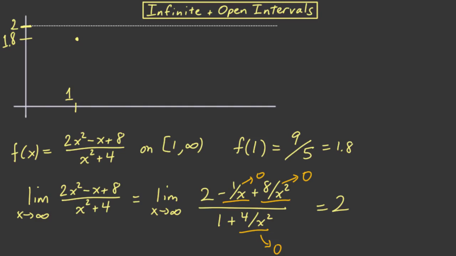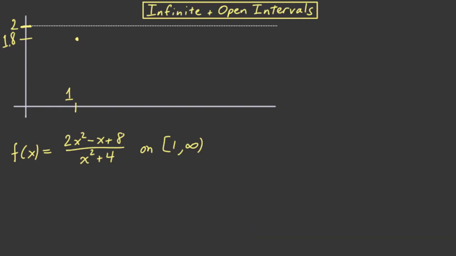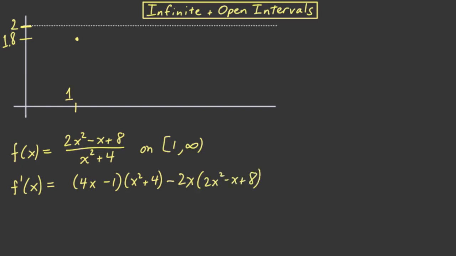Well, we need to find the critical points for that. I'm going to erase this stuff down here, and then we can find f'(x) just using the quotient rule. So we need the derivative of the top, that's 4x minus 1, times the bottom, which is x squared plus 4, minus the derivative of the bottom, 2x, times the top, 2x squared minus x plus 8. And this is all over the denominator, (x squared plus 4) squared.